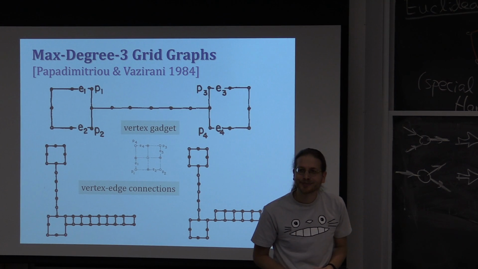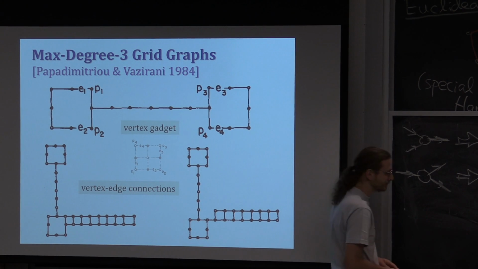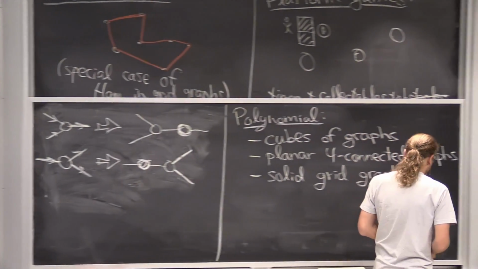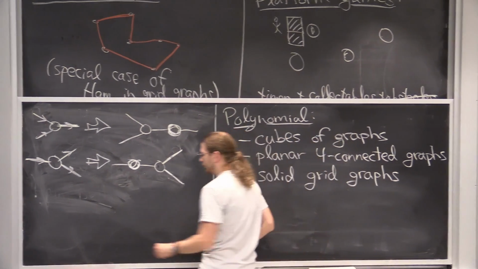Happy? No? I'm understanding that we're actually reducing from a subproblem of planar bipartite max degree 3 graphs in that every vertex is connected to at least one degree 2 vertex. Yeah.